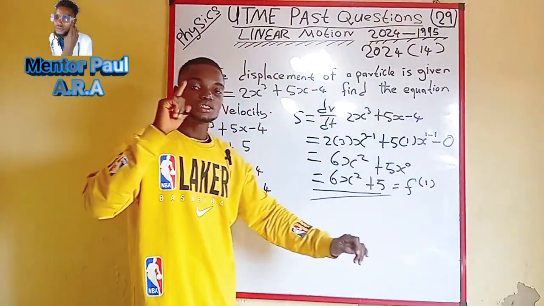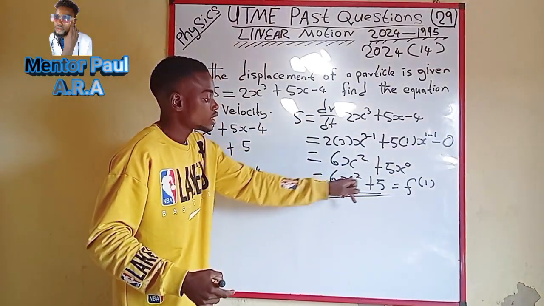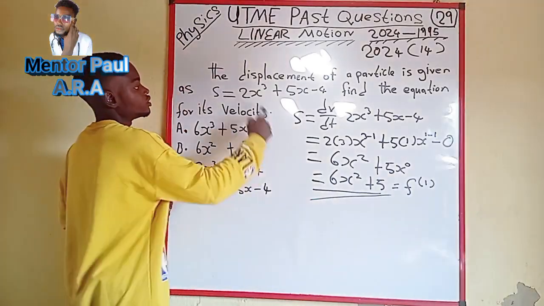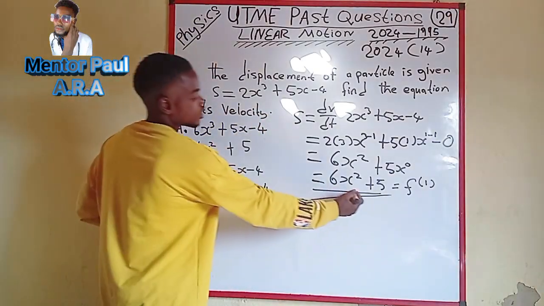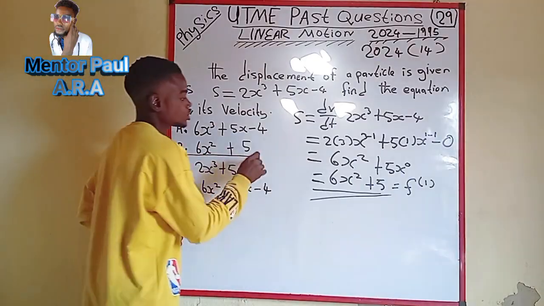F prime means we just differentiated once. If we have to differentiate again, we have to bring the power down again and subtract 1. But here we just have to differentiate once to find the velocity of this expression. So this is our final answer, 6s squared plus 5. This is option B.